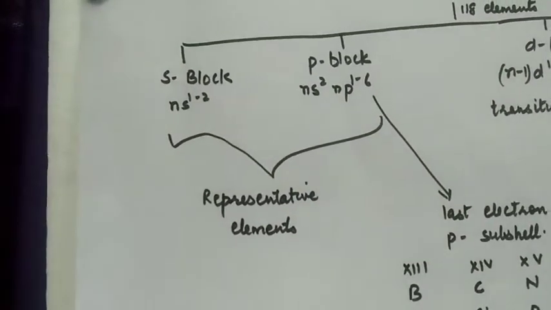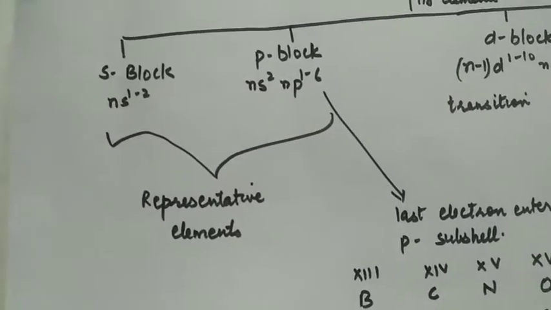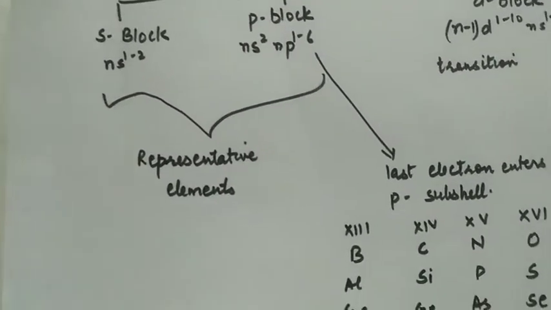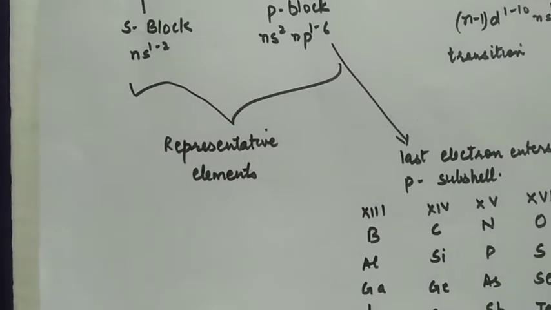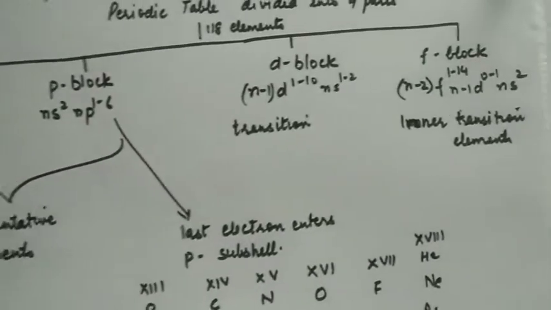General electronic configuration for s block is ns1 to 2. For p block it is ns2, np1 to 6 electrons. The s and p block elements are collectively called the representative elements.